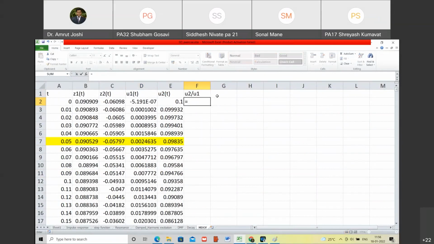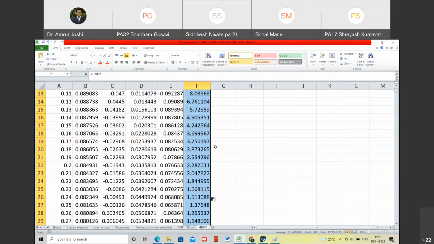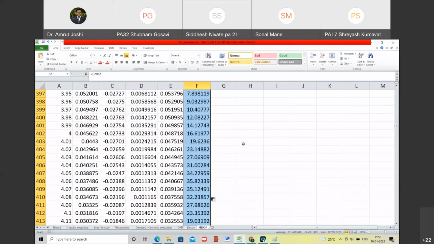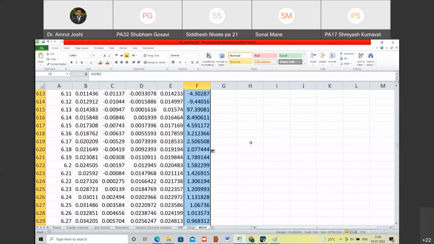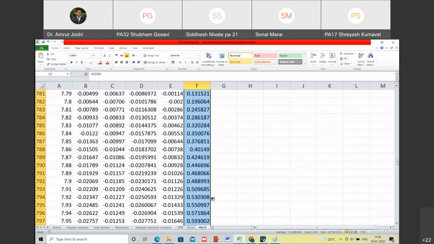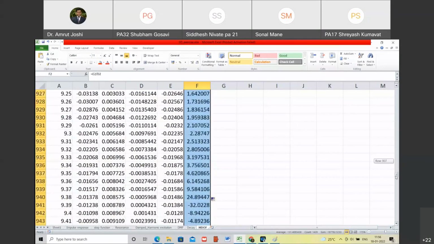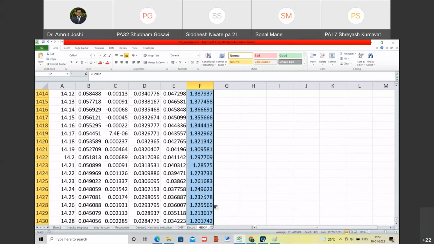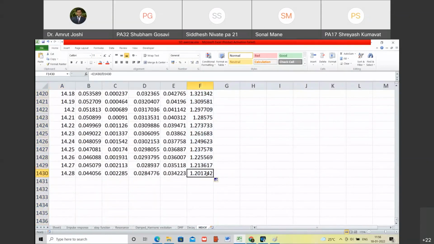ये रेशियो क्या होगा? So this is 0.1 divided by this. Are you with me? Yes, sir. ये रेशियो बदलते जा रहा है, बदलते जा रहा है. समझ में आ रहा है? Yes, sir. ओके. After some time, after 14 seconds, do you observe that this ratio is becoming constant somewhere close to 1.2? Are you able to observe that?